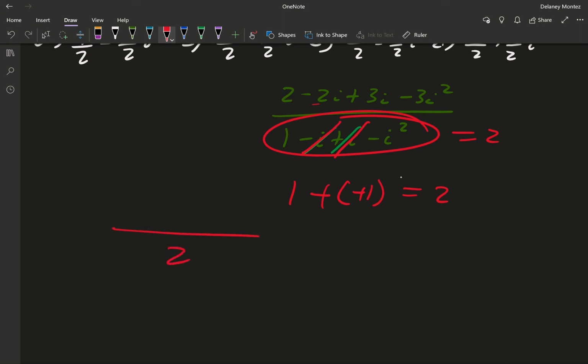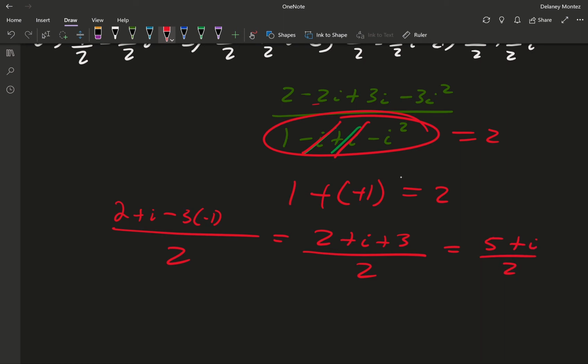So let's look at what we have here. We'll have our 2, and we have minus 2i plus 3i, which is just plus i. Then minus 3i squared, and i squared is negative 1. So we simplify that, and we get 2 plus i, minus 3 times negative 1, which is plus 3, over 2. What does this equal? This equals 5 plus i over 2.